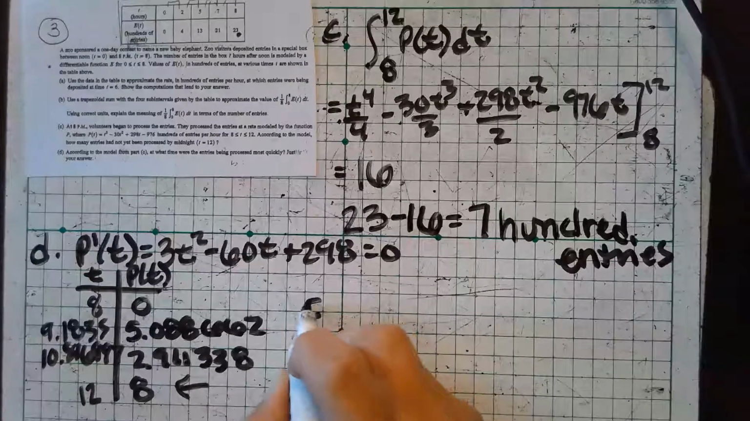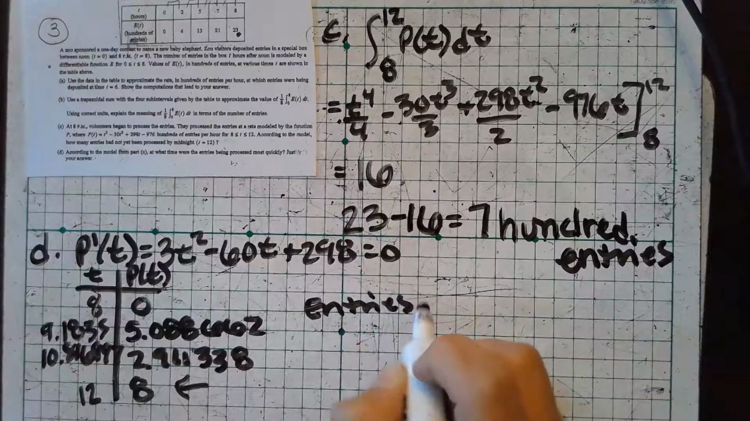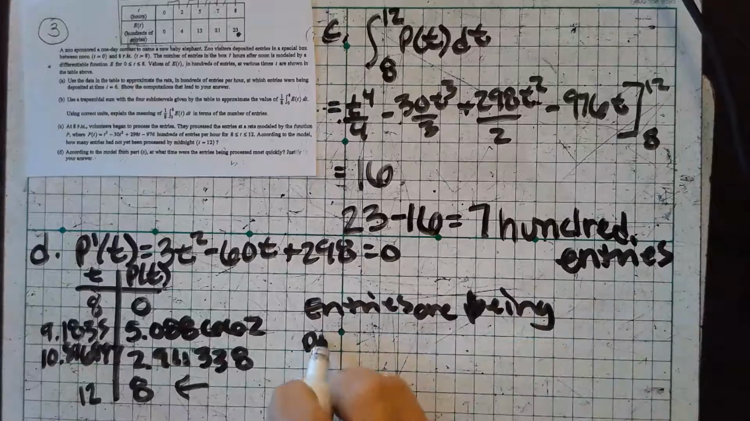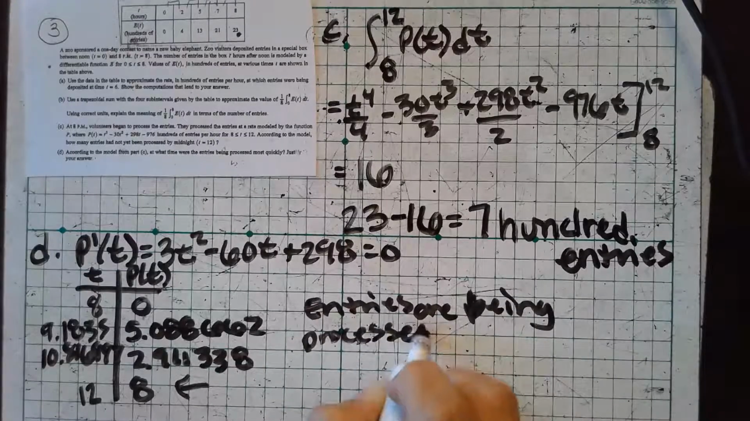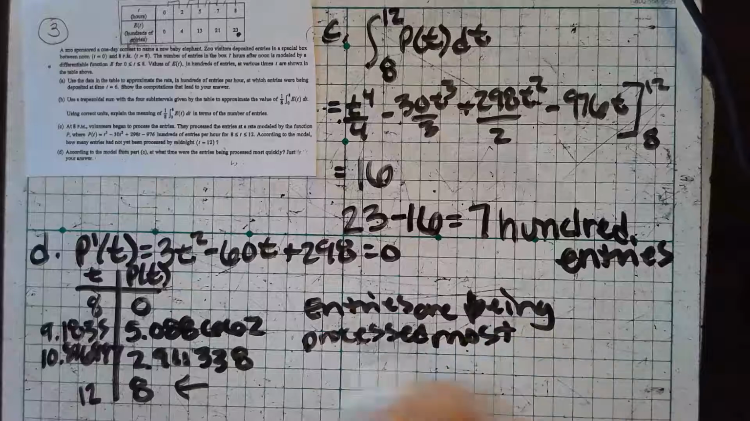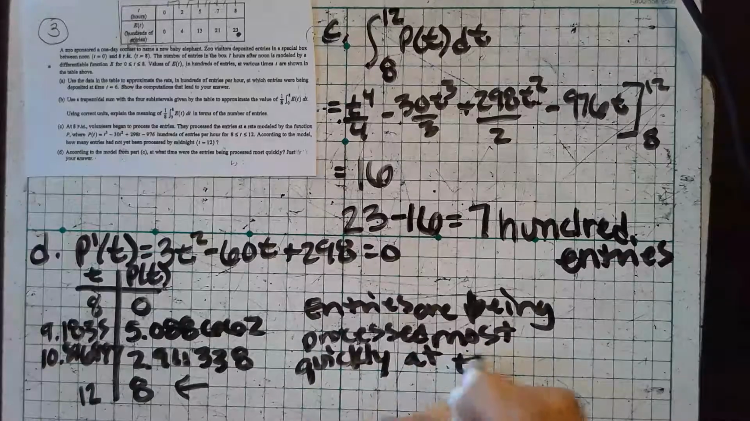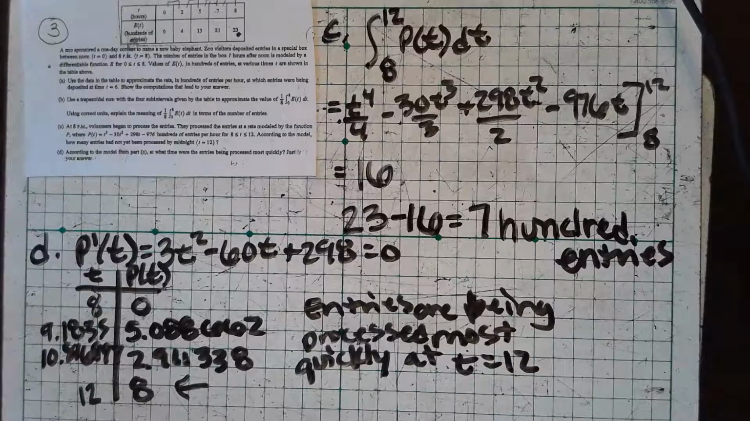So the entries are being processed most quickly at t equals 12. Okay, so at 12 midnight.